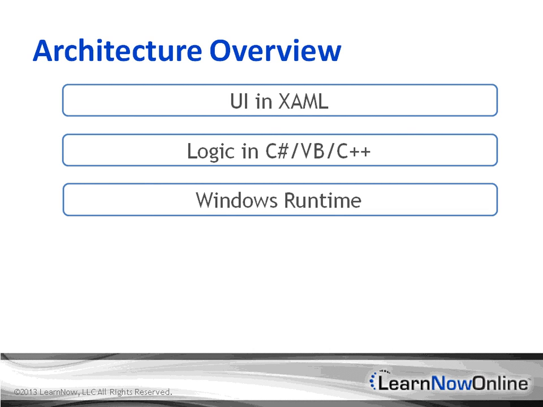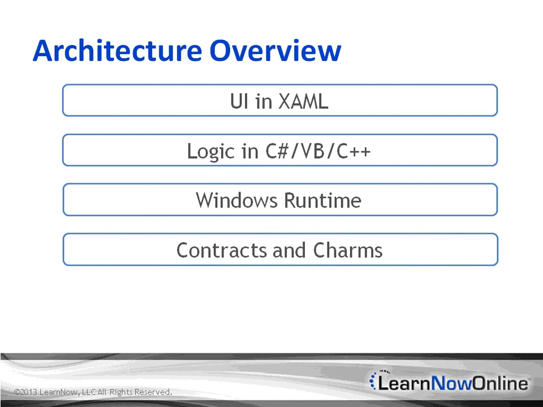And there's a whole slew of different areas that you can look at with the Windows runtime. Those then are going to interface with different contracts, different charms. So for instance, if I'm looking at the share charm or the search, I can go out and interface with that contract, send it data, and it'll send back a well-known structure of information that I can use inside of my application.